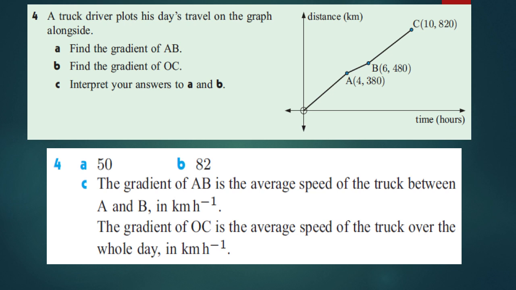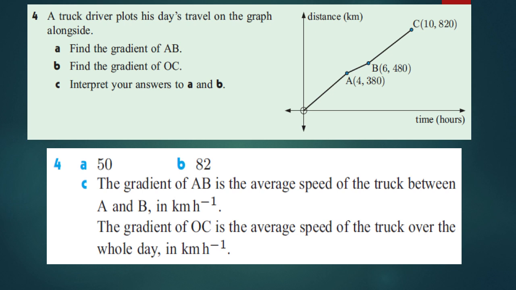So A and B here, the slope there is 50. And then from O to C, the slope is 82. And so if we look at that, we've got distance and time. So the steeper the slope, or the greater the slope, that's going to mean he's going to be traveling more distance in a shorter amount of time.